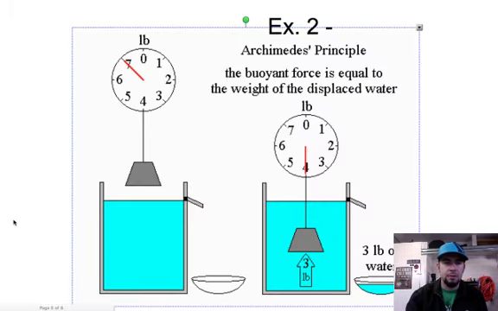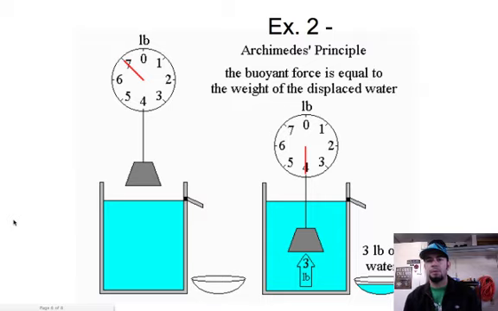Alright. So, in example number 2, we could see that Archimedes' principle is stated as this: the buoyant force is equal to the weight of the displaced water. Meaning, the weight on the string in the left-hand diagram weighs 7 pounds. When we submerge it in water, it all of a sudden becomes 4 pounds. That is because there is a buoyant force of 3 pounds acting on it in the opposite direction of gravity. Now that force is always going to be the weight of the displaced water. We'll be testing this in the lab on Tuesday, or at least Wednesday for you guys.